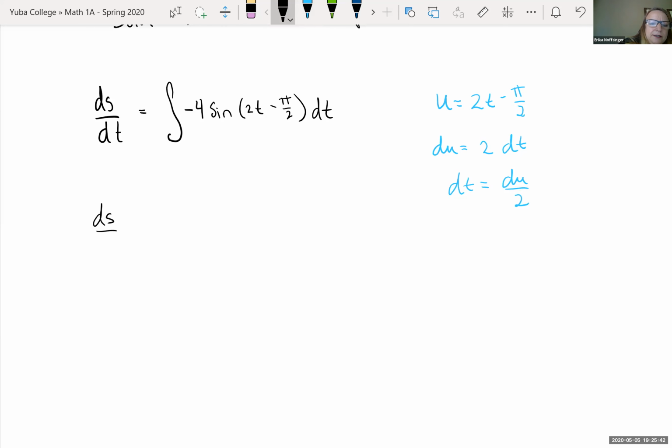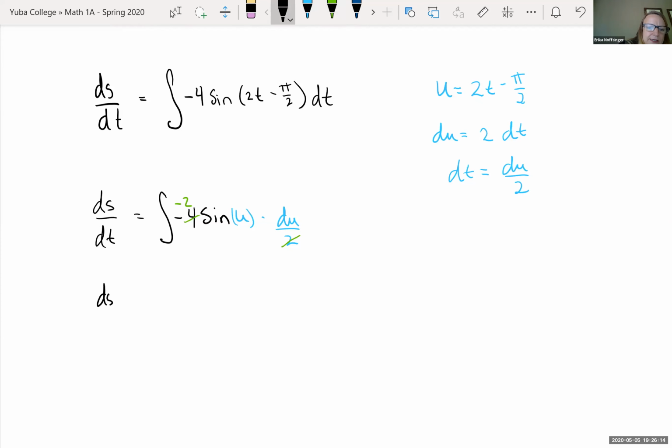So ds dt is equal to the integral of -4 sine u all times du over 2. Notice that this 2 in my denominator is going to cancel out and leave this as a -2 in front of my sine. So we have ds dt is equal to the integral of -2 sine u du.